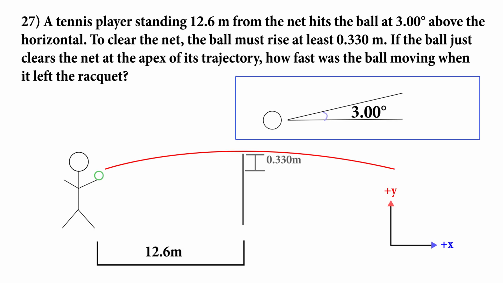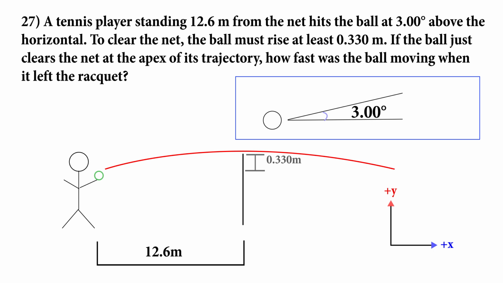A tennis player standing 12.6 meters from the net hits the ball at 3 degrees above the horizontal. To clear the net, the ball must rise at least 0.330 meters. If the ball just clears the net at the apex of its trajectory, how fast was the ball moving when it left the racket? For this problem, I will make up positive and to the right positive.